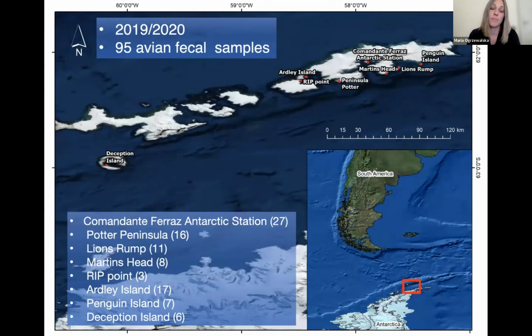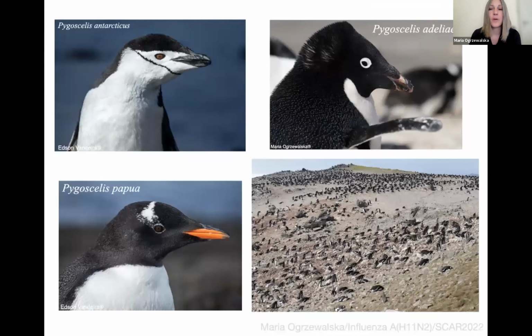And here in the red spots, we have some collection points. We collected in the 2019-2020 season 95 avian fecal samples. We go to penguin colonies, usually Chinstrap, Gentoo, and Adélie.